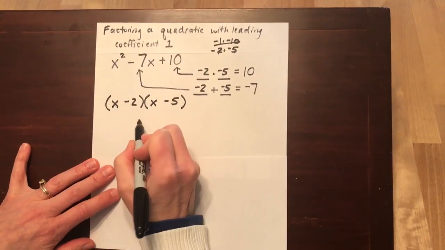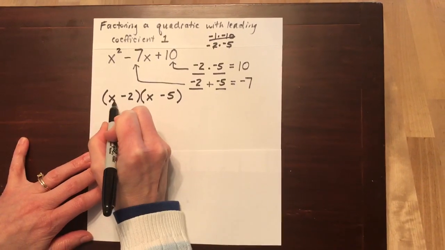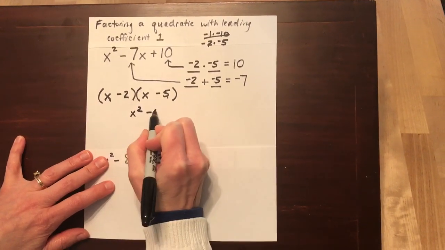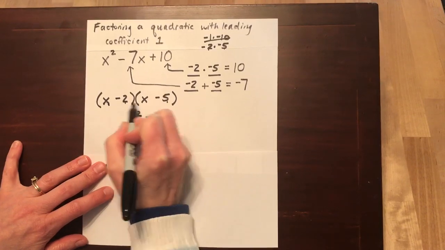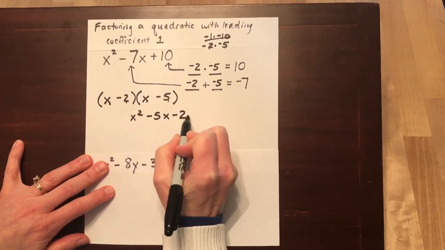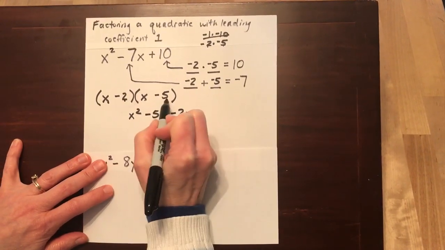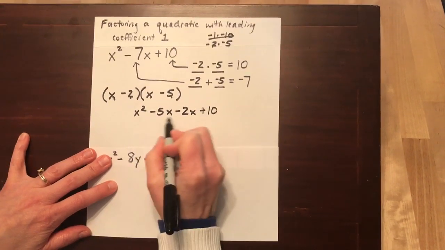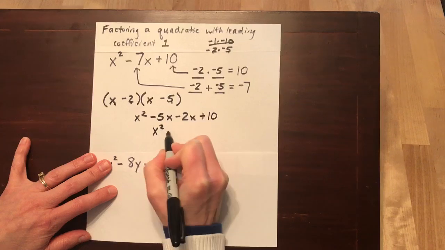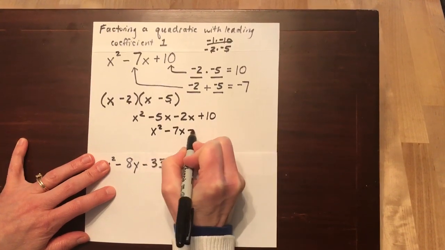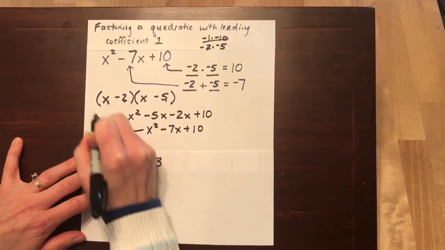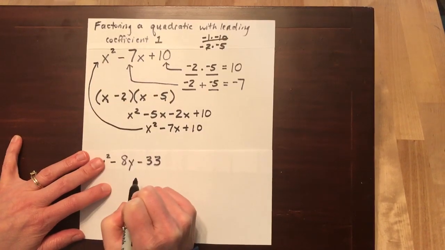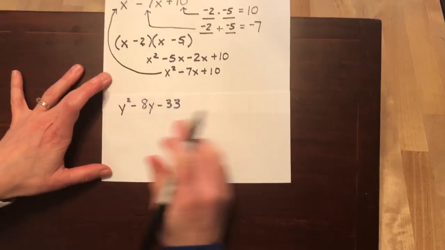First times first would be x squared. Outside times outside term would be -5x. Inside times inside would be -2x. And last times last, -2 times -5 is +10. When I add up these two middle terms, indeed, I get -7x, and so it matches what I had at the beginning. So let's try one more.